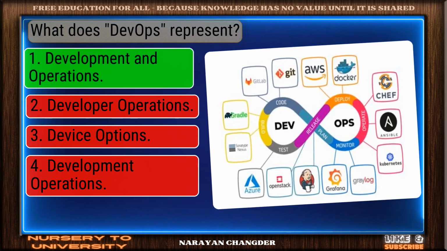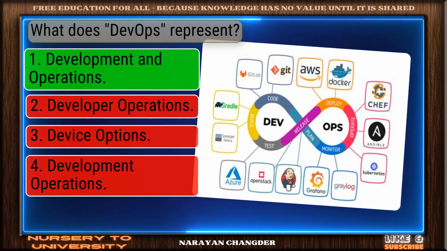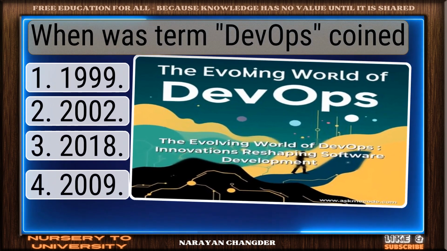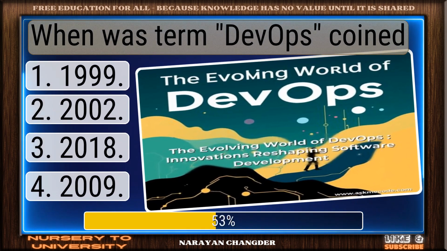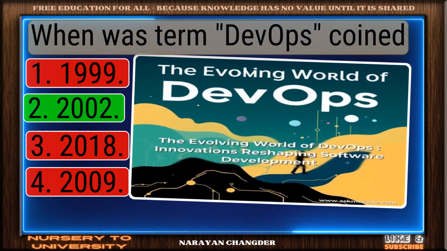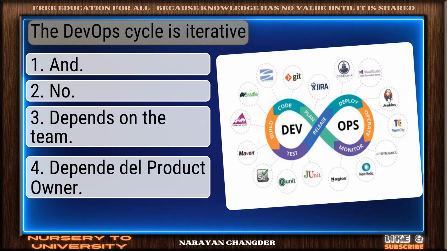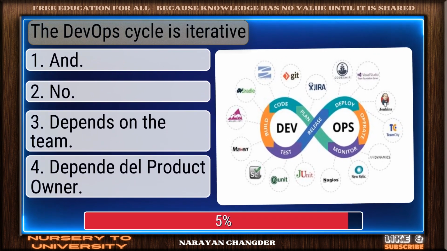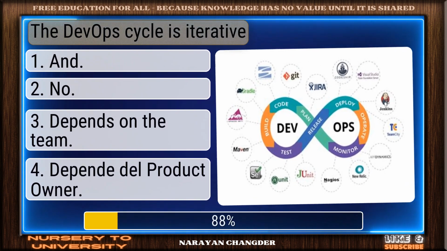Well done. Development and operations is the right choice. Question number 48. When was the term DevOps coined? Right choice. 2002 is the best answer. Question number 49. The DevOps cycle is iterative.